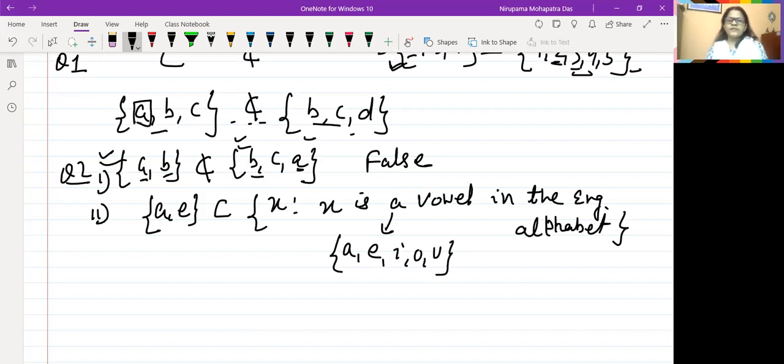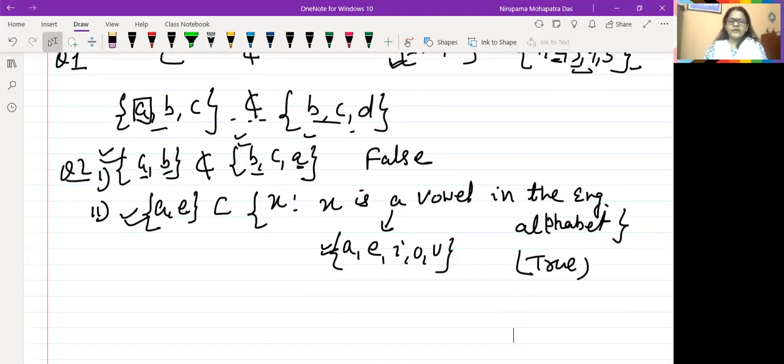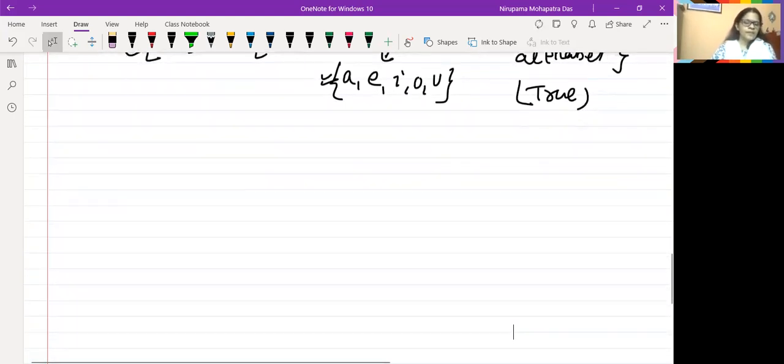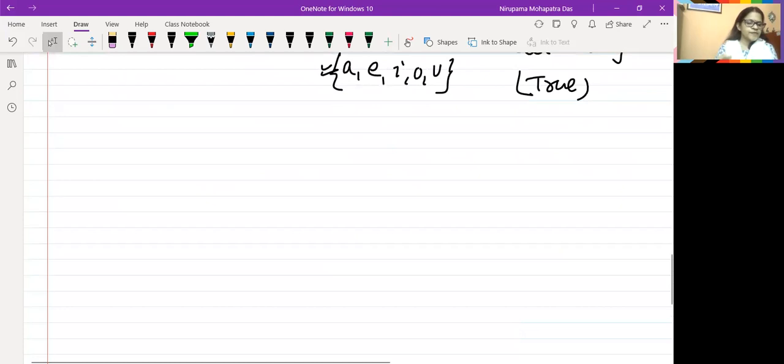Okay, so here you see A, E, every element of the first set is an element of the second set. So here it is a subset. It means the statement is true. Similarly, you can check other statements. Coming to the third question, you have to see correct or incorrect.